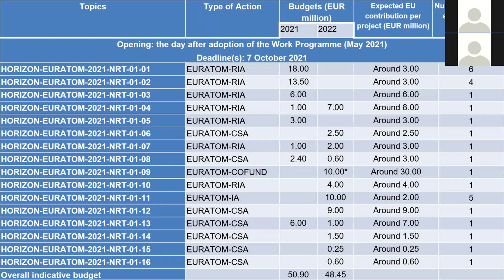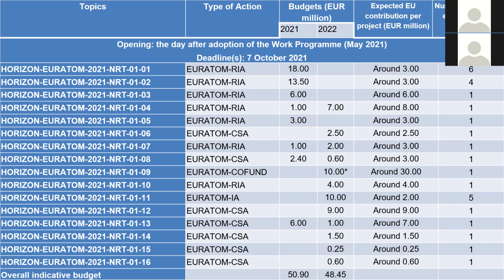I'm going to pick on topic 9. As you can see, there is a star on the 10 million. Basically, this is the European partnership, and the 10 million is only for 2022. The allocated budget of around 30 million, those additional 20 million are likely to come from 2023 and 2025 budgets for that specific partnership.